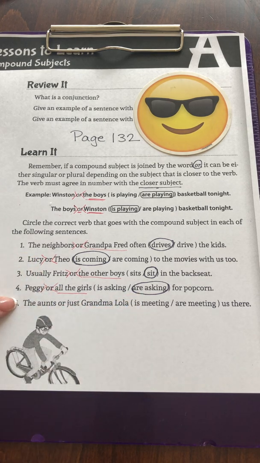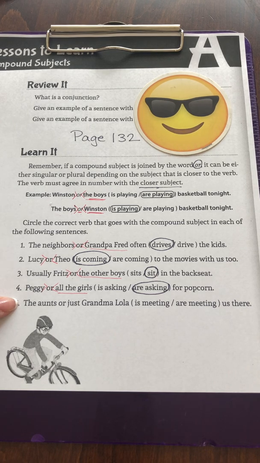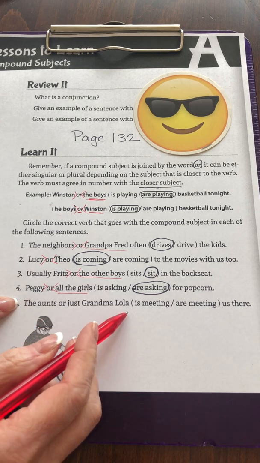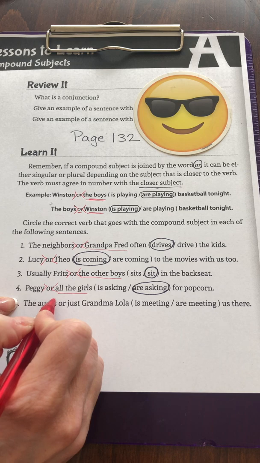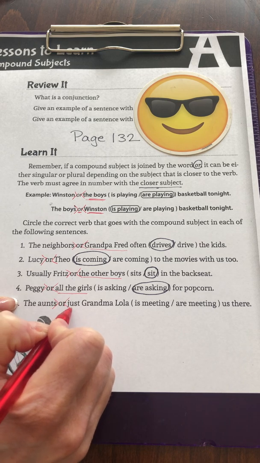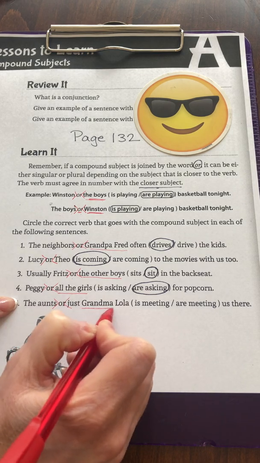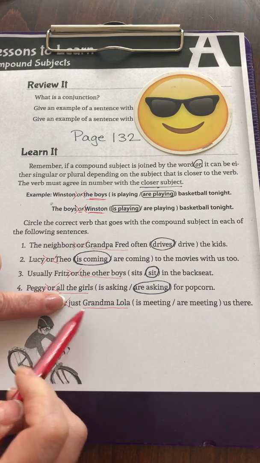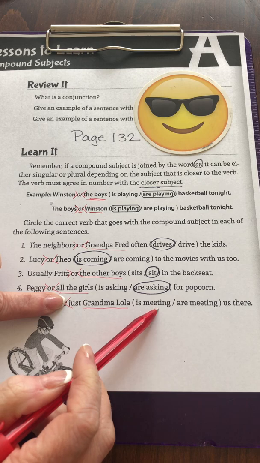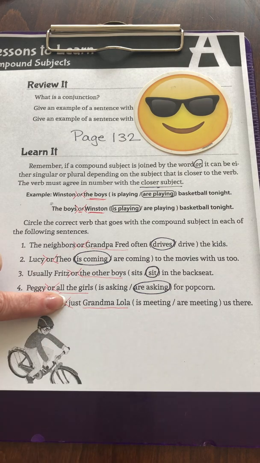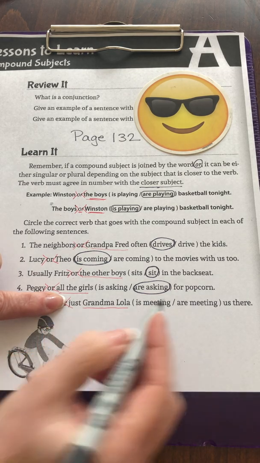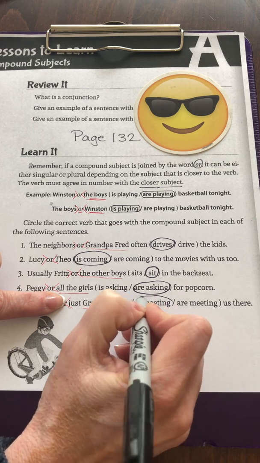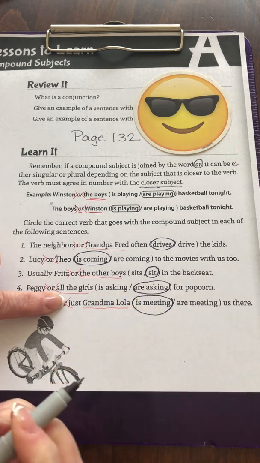Let's see this last one. The aunts or just Grandma Lola. Well, let's take a look at our conjunction. It is the or conjunction, which means we're only going to look at Grandma Lola because she's closer to the verb. Just Grandma Lola is meeting us there or are meeting us there? Just Grandma Lola is meeting us there.